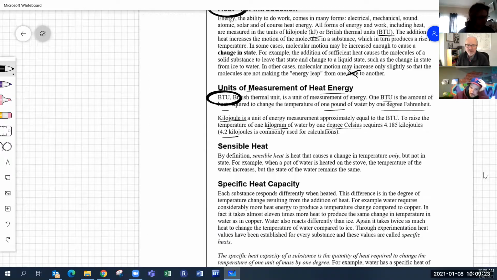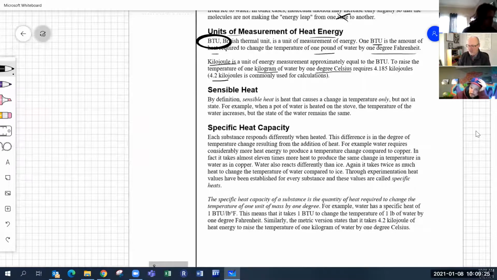Now, this is where it starts getting important. Sensible heat. Sensible heat, by definition, is the amount of heat to change the temperature only. It's the amount of heat to change the temperature of a substance only. We're just warming it up, is all we're doing, and that is called sensible heat. When you warm something up, sensible heat.